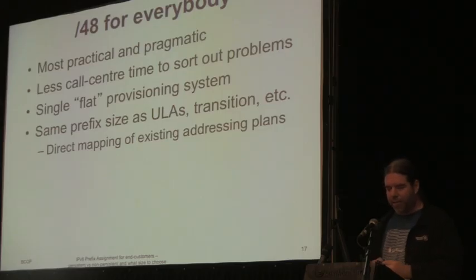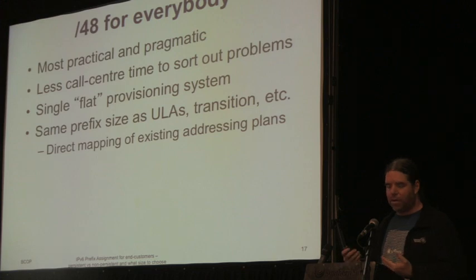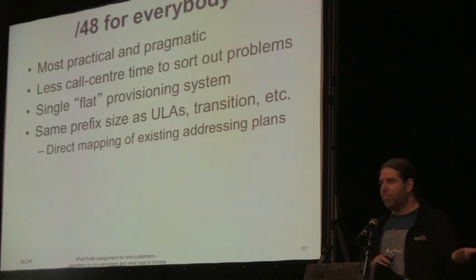As we said, /48 for everybody. This is the most practical and pragmatic way of doing things. Again, the RIR allows it, and it's taken into account when you're doing your planning. It's a single flat provisioning system, and you can do it also if you already have the mapping done. And if you played with Hurricane Electric back in time with tunnels, you received the /48, and you just map the existing mapping into the new prefix, and you're done.